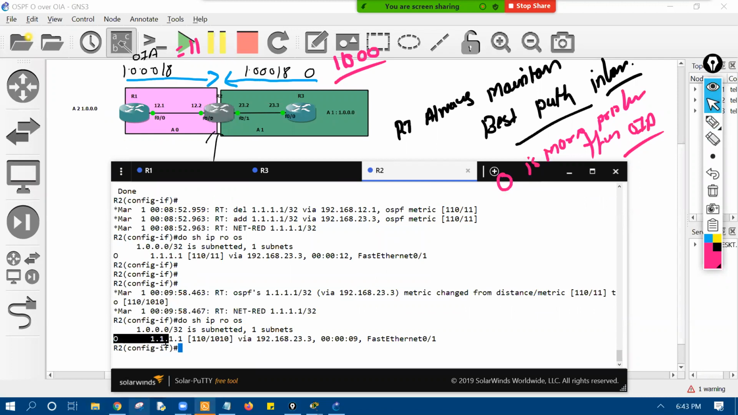Still I'm preferring the O route. So it doesn't matter what the cost is. The cost of this one is 1000, 110, 110, right? And this cost is 11, right? But this is the OI route and this is the O route. I always give the preference to the O route in the routing table. If the O route is not there, then the OI comes into the picture. Once the O route is reached, the OI will be removed. So it's like a backup path. It's either a backup path or a primary path.